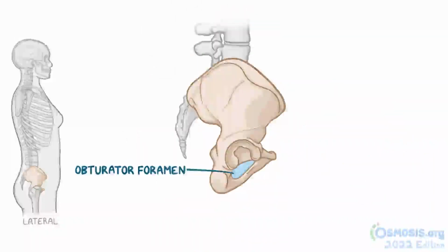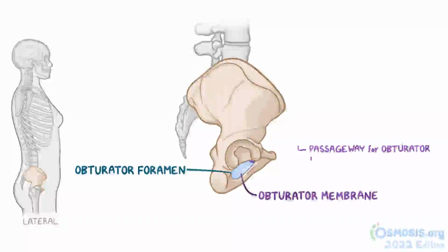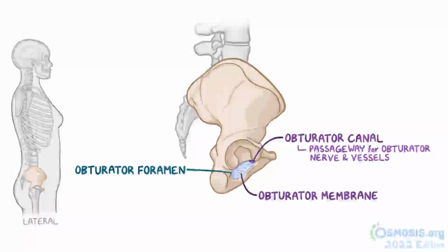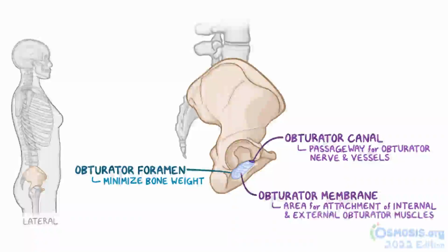Normally, the obturator foramen is closed by the very strong obturator membrane, which has a tiny passageway for the obturator nerve and vessels called the obturator canal. The purpose of this foramen is to minimize bone weight, while its closure by the obturator membrane provides an extensive area for the fleshy attachment of internal and external obturator muscles.